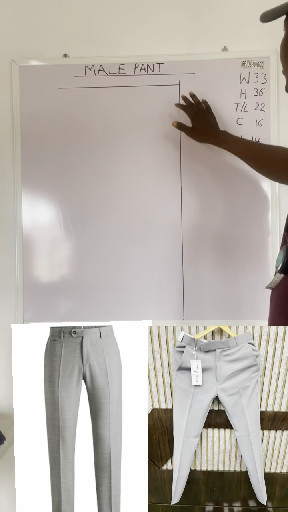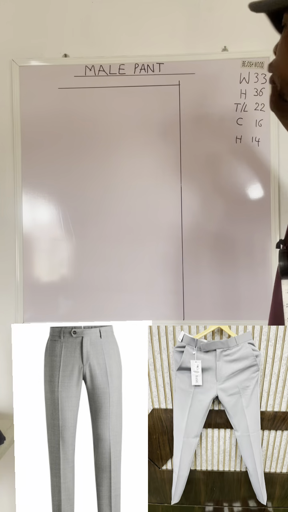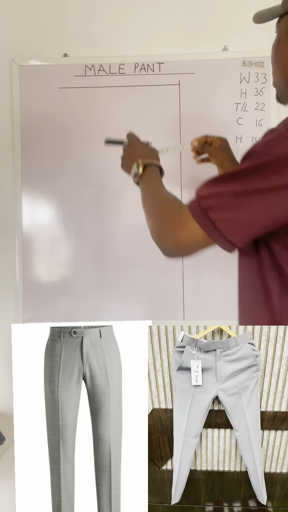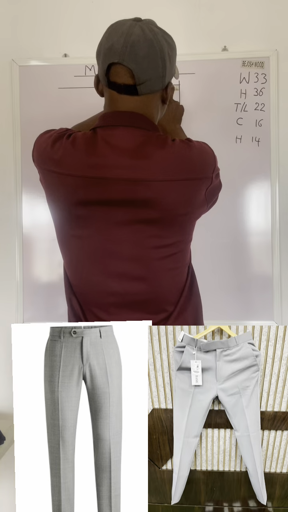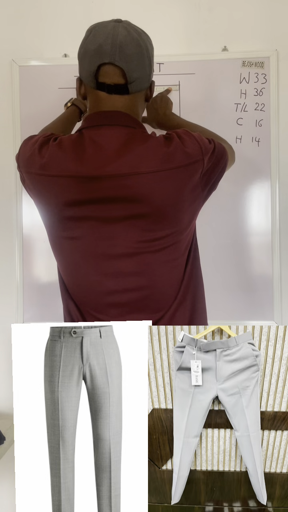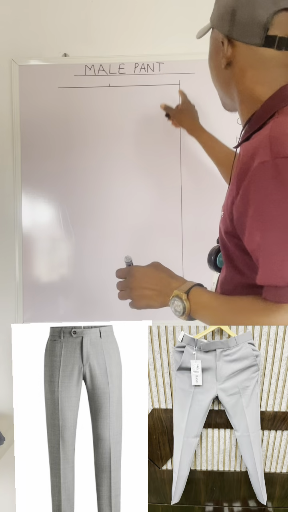So, this is our waistline. Our waist divided by 4 plus 1 inch. 33 divided by 4 will give us 8 1/4 plus 1 inch, making 9 1/4. So, see me marking my 9 1/4 here now. Good. So this is my 9 1/4.